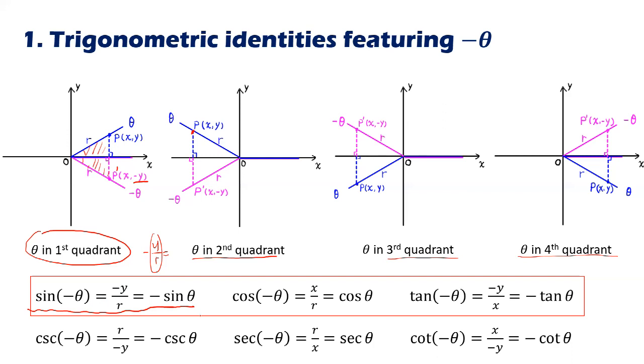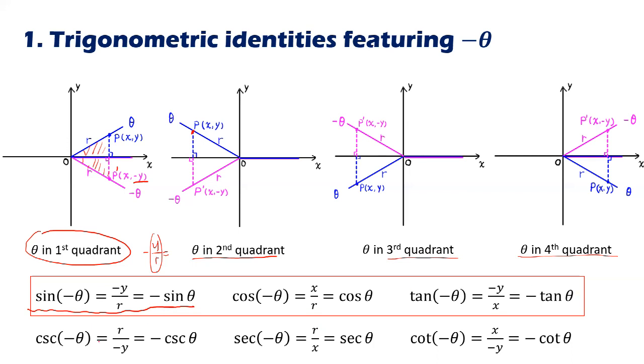Understand? Okay, so using a similar way, we can also prove that cosine minus theta equals x over r, which is actually cosine theta, right? And similarly, tangent minus theta is minus y over x, which is minus tangent theta, right? Okay, so these are the identities for the primary ratios.